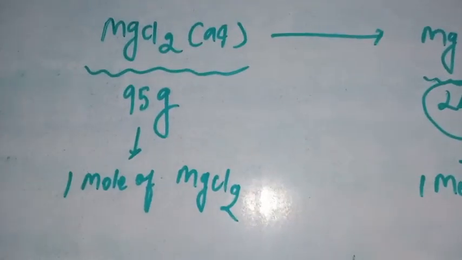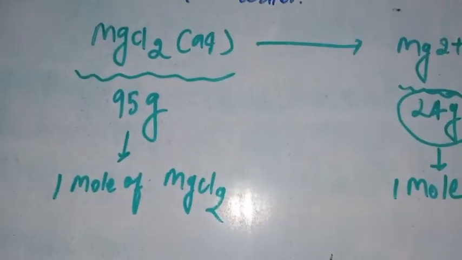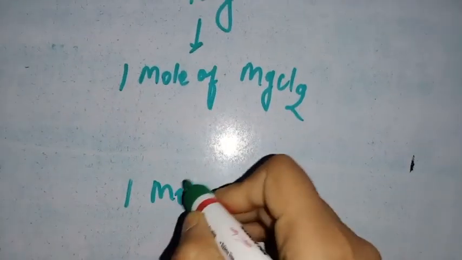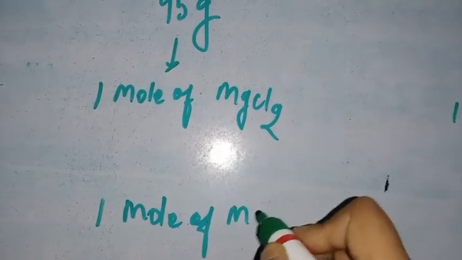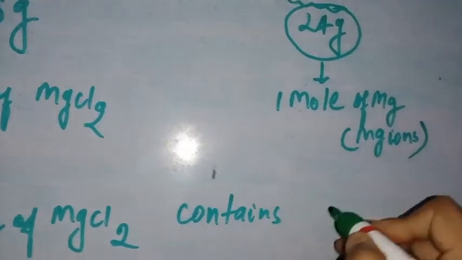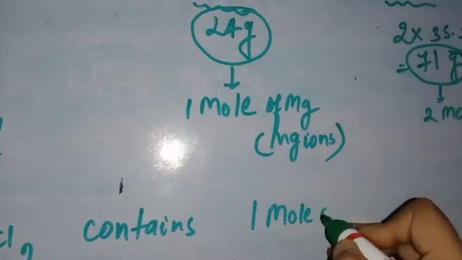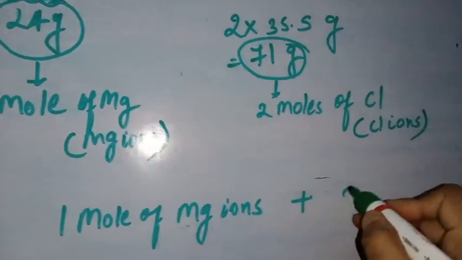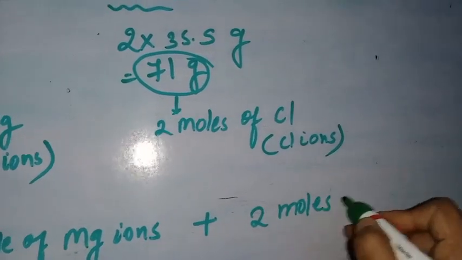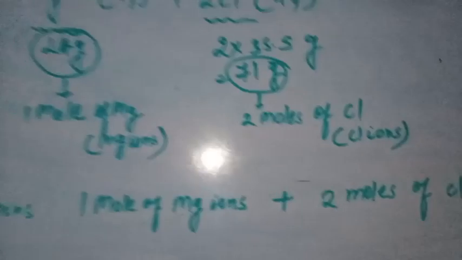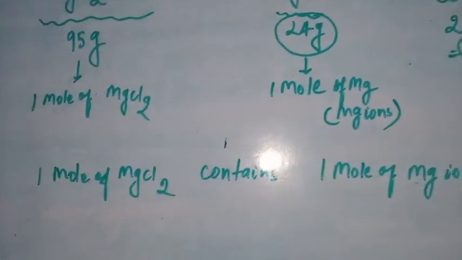We will write it separately here. So here we can write that 1 mole of MgCl2 contains 1 mole of magnesium ions plus 2 moles of chloride ions. Okay, like that we can write.